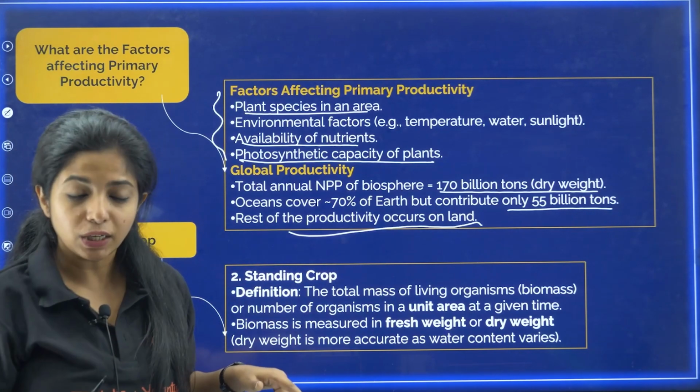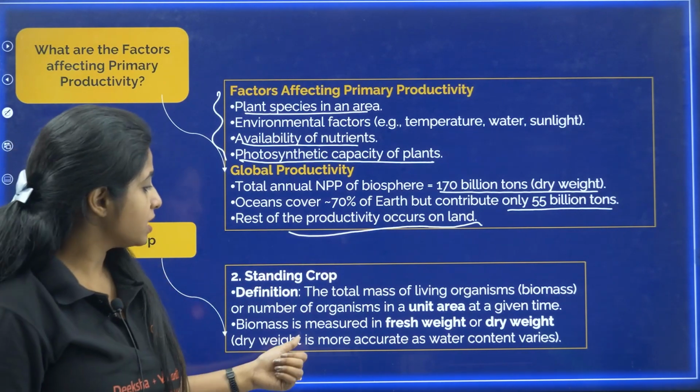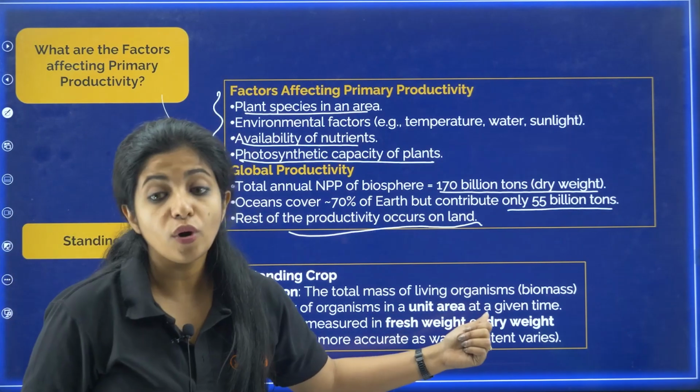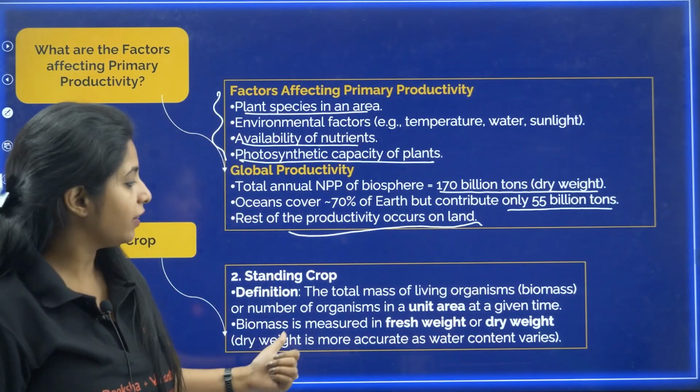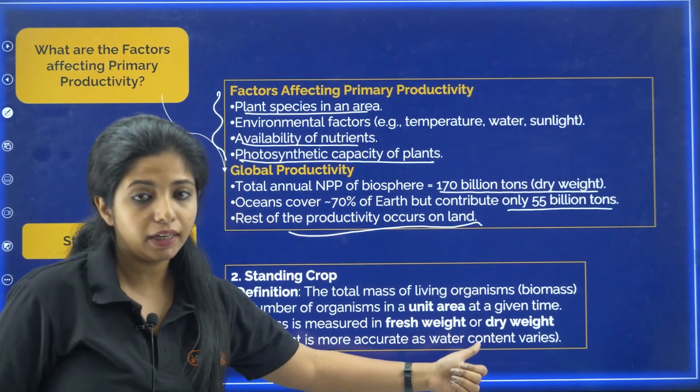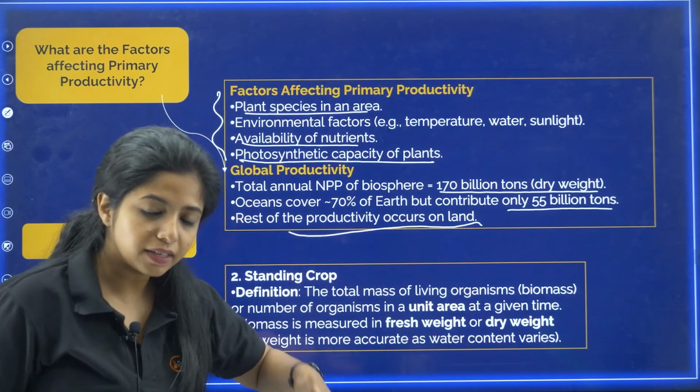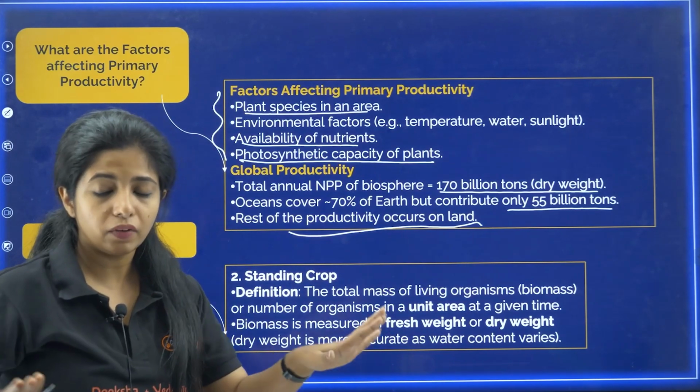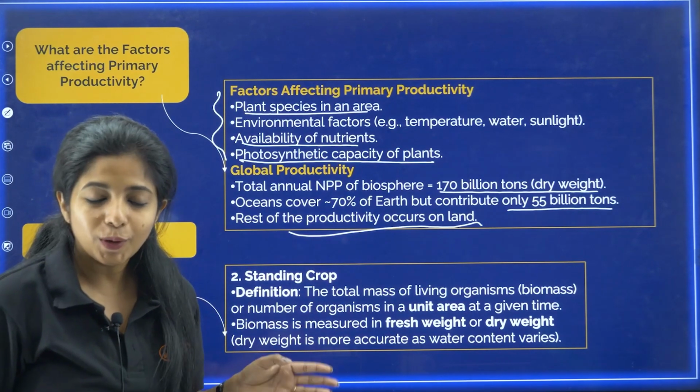Unit area at what? Given time. So biomass is measured in fresh weight or dry weight, my dear children. Dry weight is what? More accurate as water content varies. Okay, so we take the dry weight, that will be easier because water content will be different in different organisms. So what is standing crop?